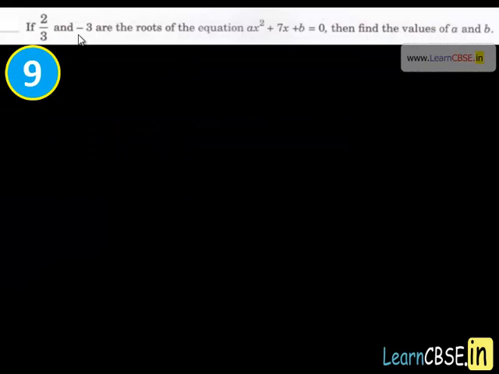If 2 upon 3 and negative 3 are the roots of the equation ax square plus 7x plus b is equal to 0, then we have to find the values of a and b in the given equation.